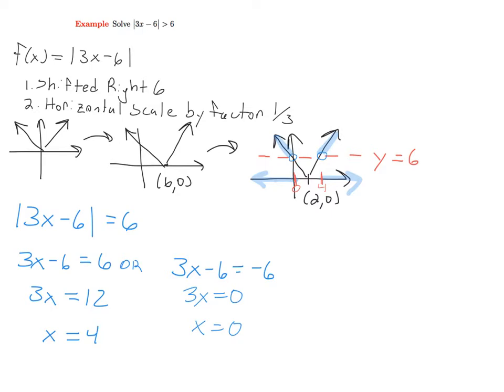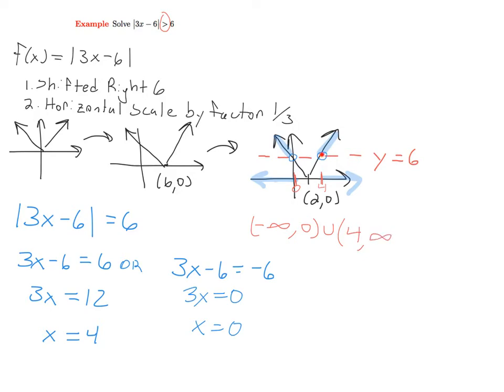So now what I see is I don't want to include each of these points because we have a strict inequality over here. And so since we have this strictly greater than, this means I'm going to go all the way out to negative infinity up to x equals 0, and I'm going to exclude that. And then we have some values of x where the absolute value is below the horizontal line y equals 6. And then when x equals 4, they're equal. So I exclude 4 because I want strictly greater than.